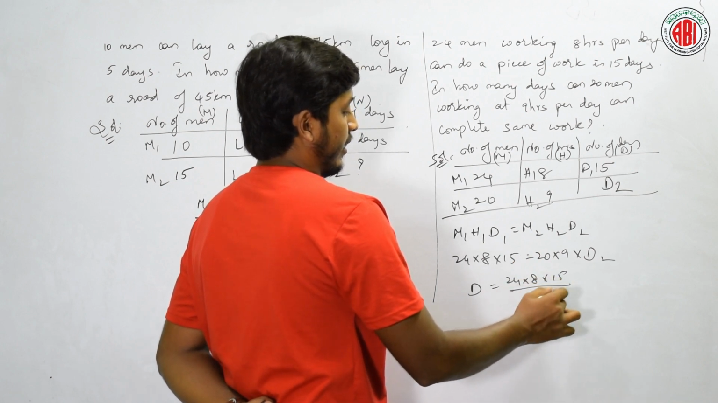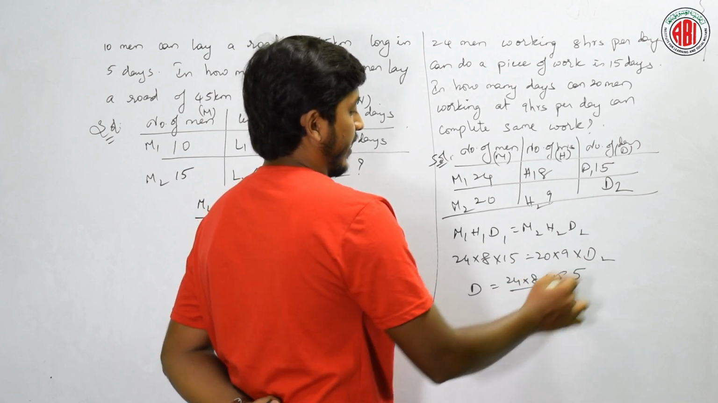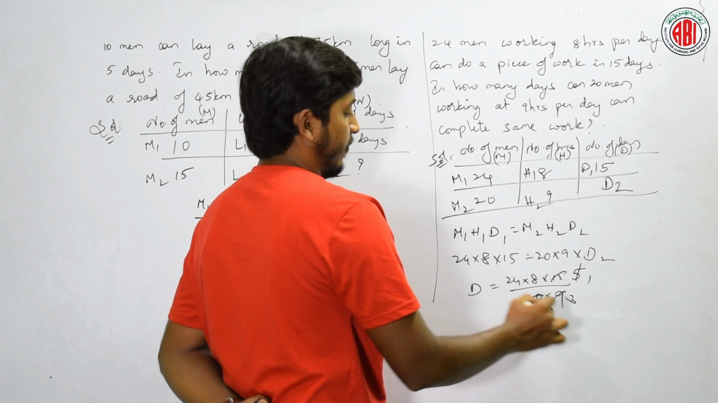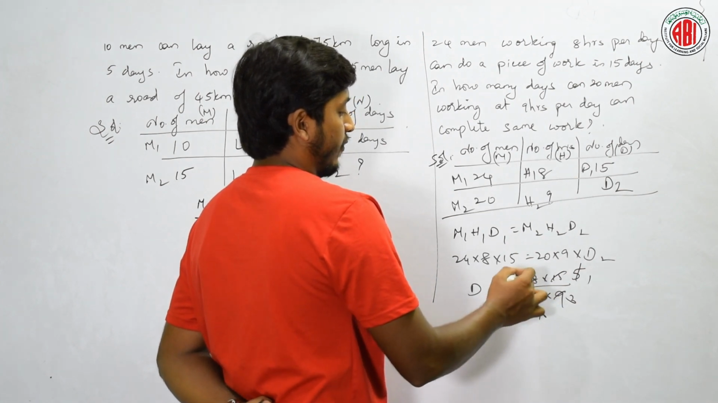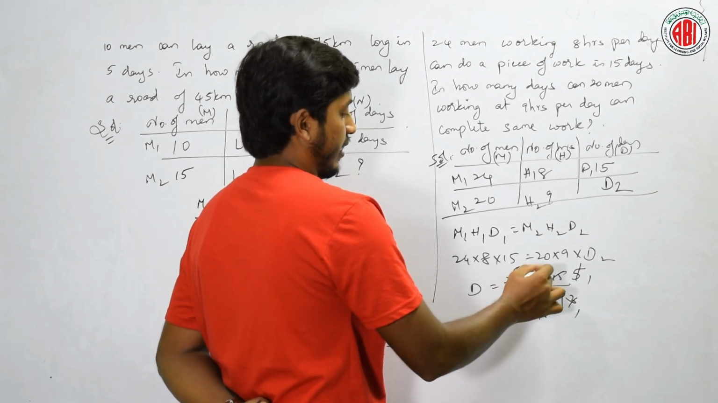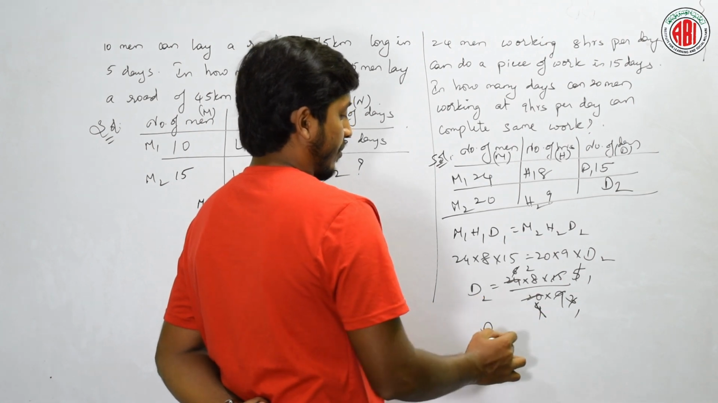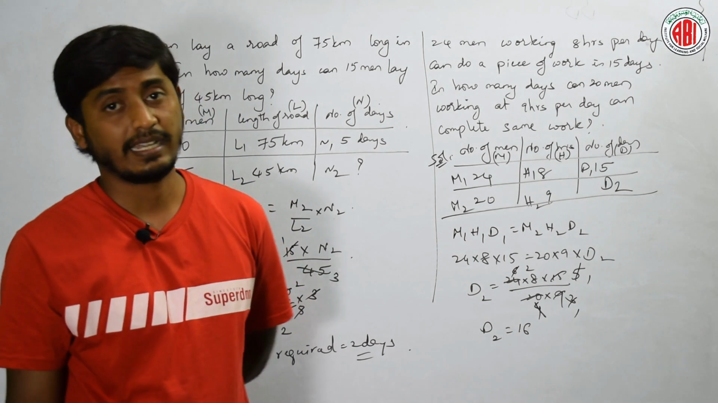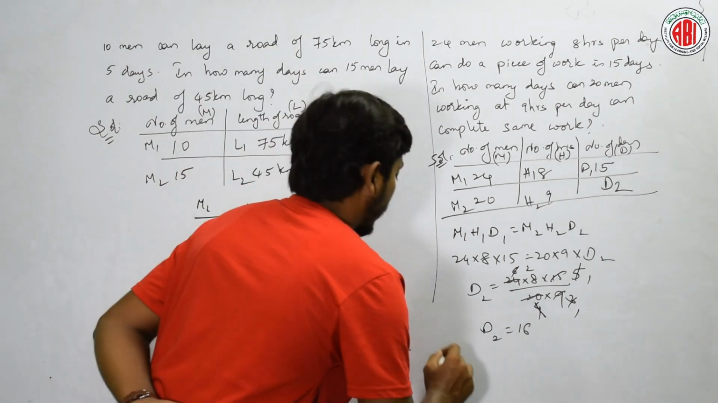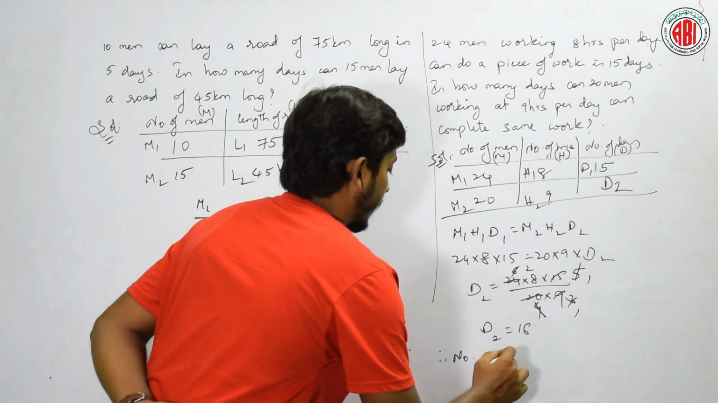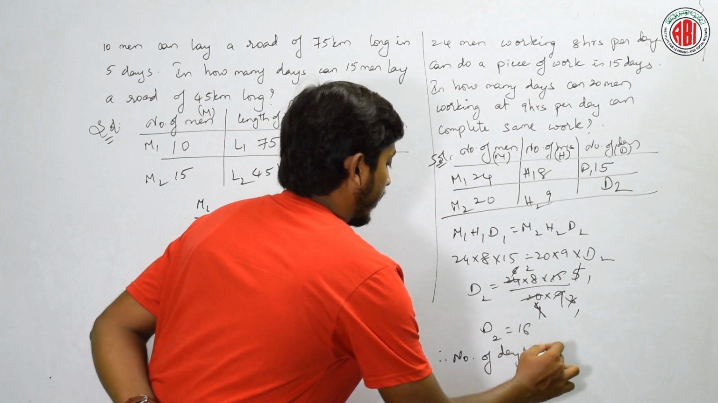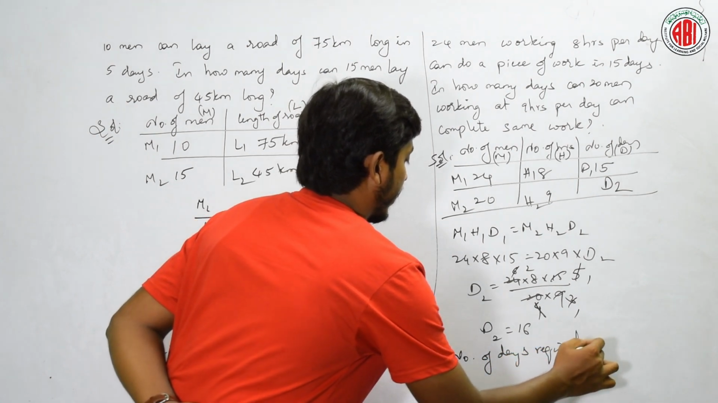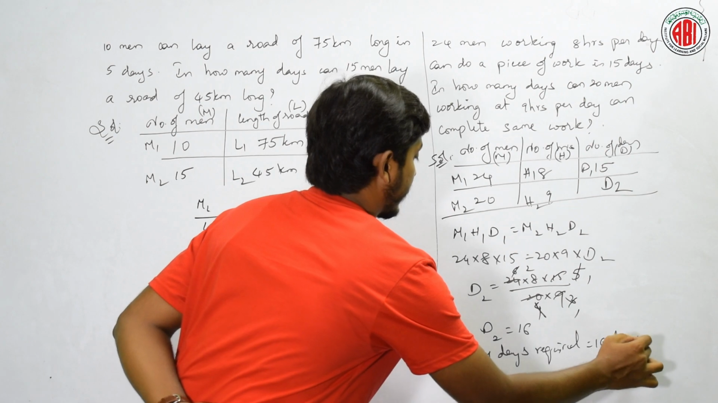Now check here, 3 3s are 9, 3 5s are 15, 5 1s are 5, 4 1s are 4, 6 ones are 6, 3 1s are 3, 3 2s are 6. Therefore, the number of days is 16. Is it clear? Therefore, the number of days required is 16 days.